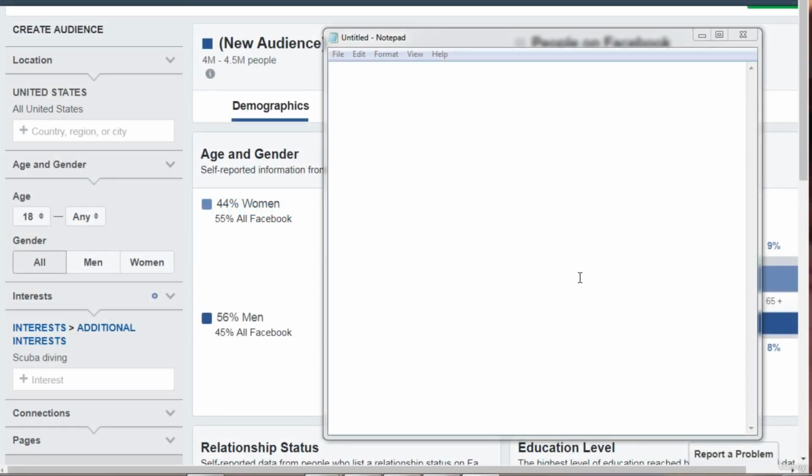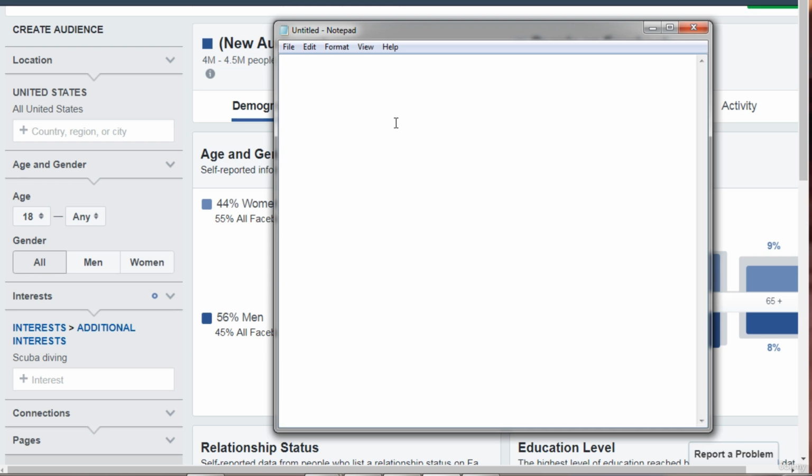Okay, so what I want you to do is simply pull out a piece of paper or a notepad, whatever makes you feel like you're organizing, and let's jot things down. Like I said earlier, this is not set in stone. It's just giving you a better idea of who you could be targeting.